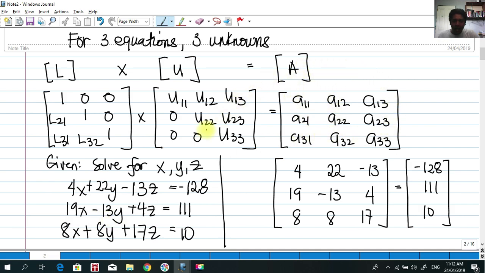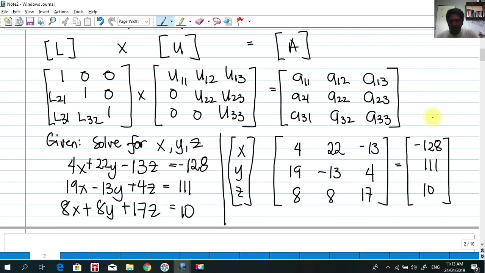So what is this matrix A? If we put this into matrix form, we'll have an equivalent matrix of this. Of course, I forgot to add here the x, y, and z, so this will be x, y, z multiplied by that matrix is equivalent to that. Here we have the coefficients of each equation: 4, 22, negative 13, which correspond to A11, A12, A13. A21 corresponds to 19, A22 to negative 13, A23 to 4, A31 to 8, A32 to 8 also, and A33 to 17. And of course, this is our matrix C.